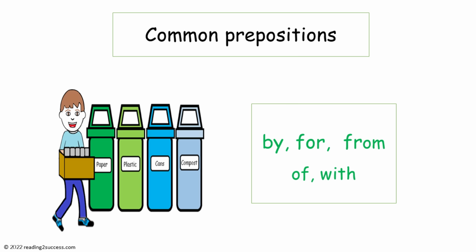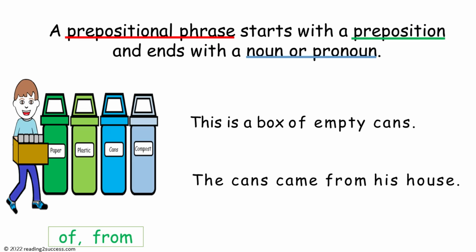We're going to begin by introducing prepositional phrases using common prepositions: by, for, from, of, and with. With kids, look at the picture and then read the two sentences. This is a box of empty cans. The cans came from his house.